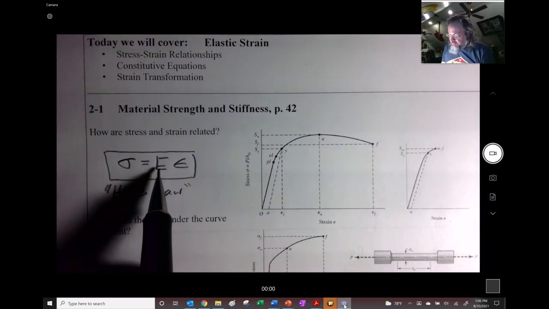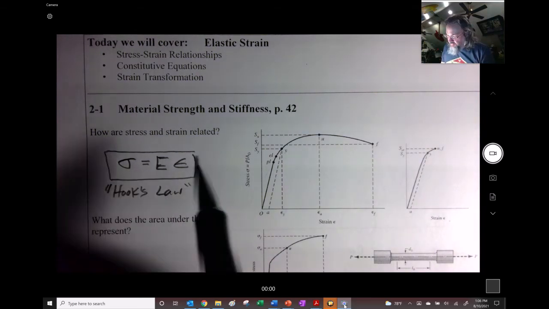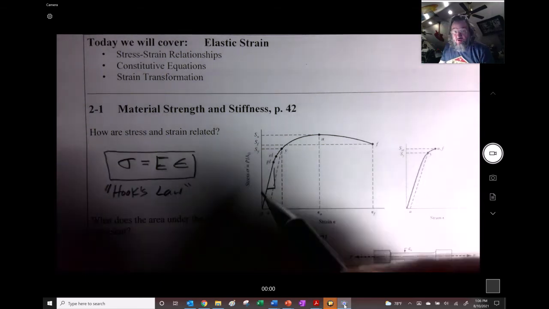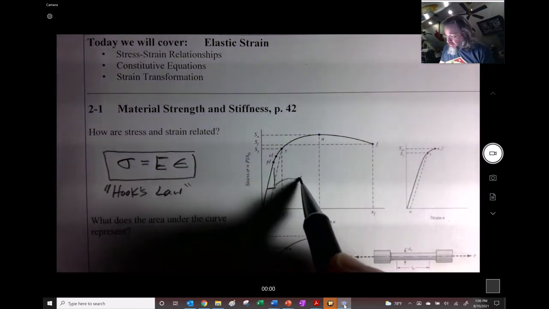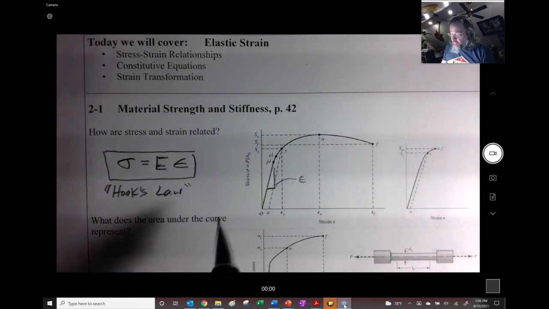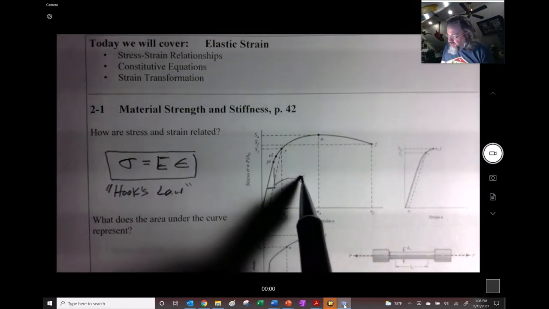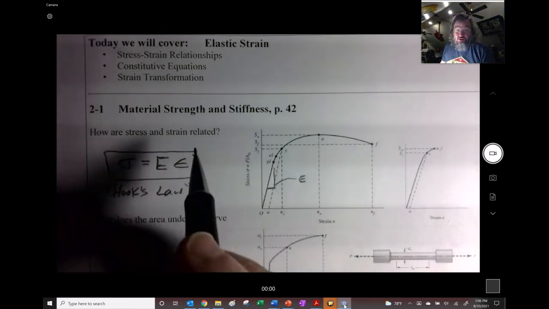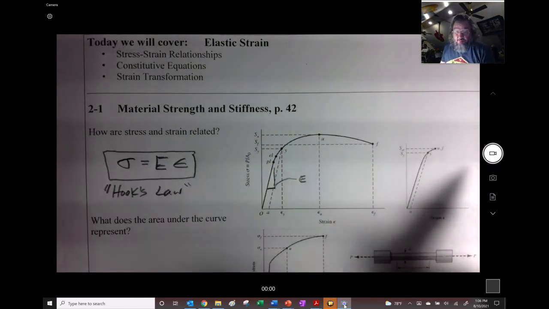And it takes this elastic modulus right here. That's really the slope of this stress-strain curve in the linear elastic region. So that's the slope that's taking place right there. And this elastic modulus, this slope, is also called Young's modulus, if you want to remember that.